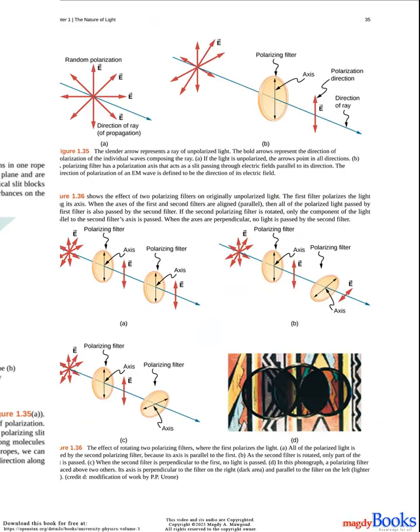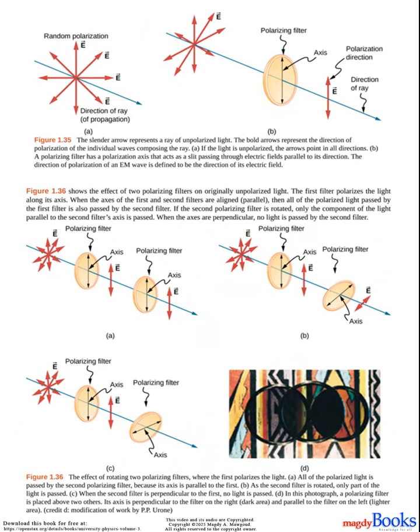Figure 1.35. A. Random polarization. E vector, etc. Direction of ray of propagation. B. E vector. Polarizing filter. Axis. Polarization direction. E vector. Direction of ray.